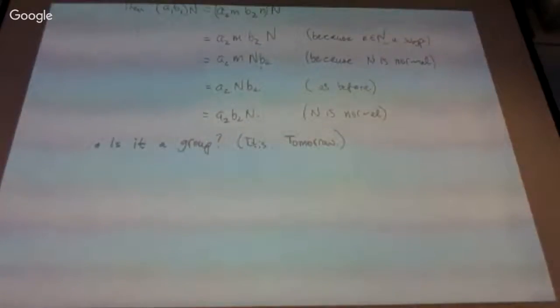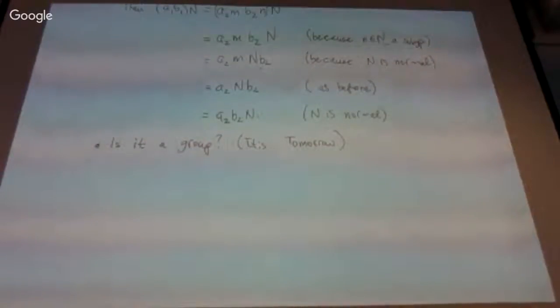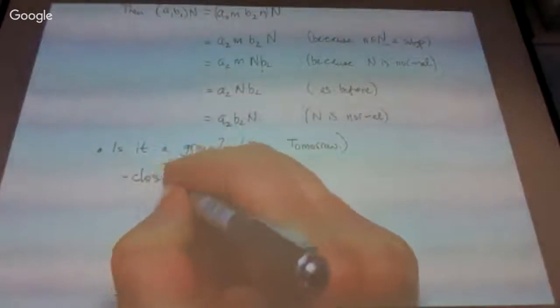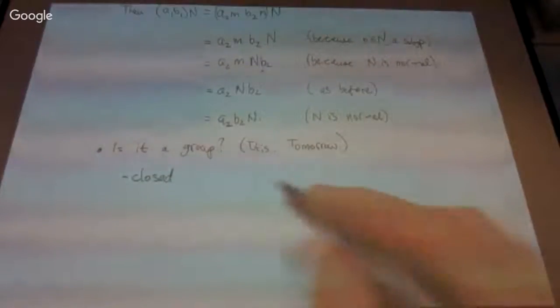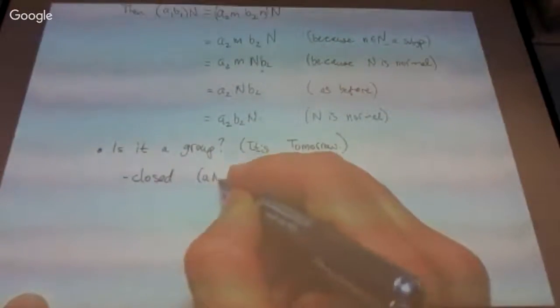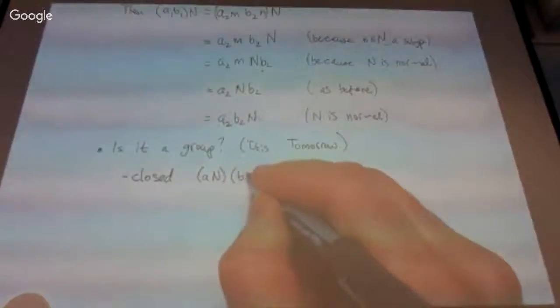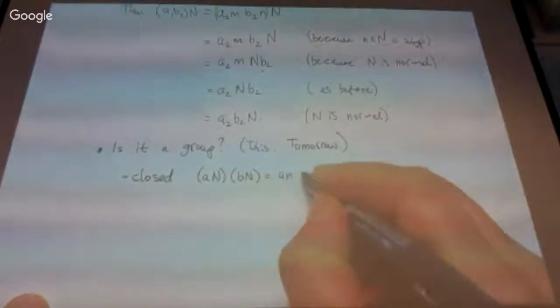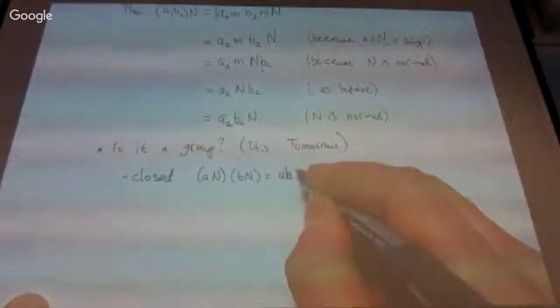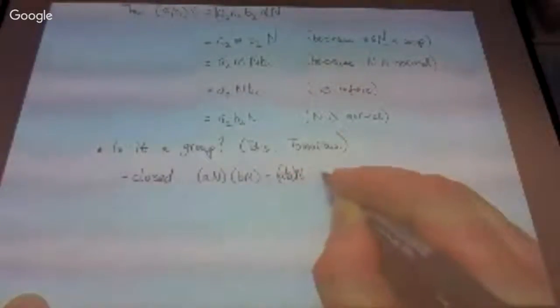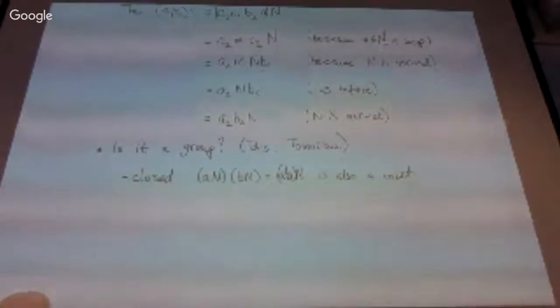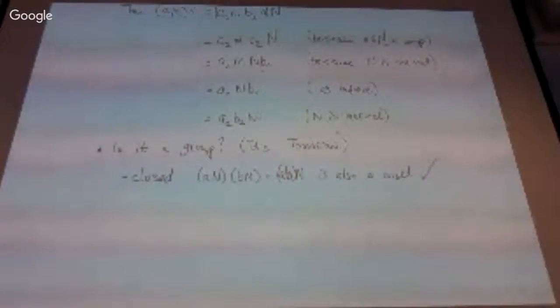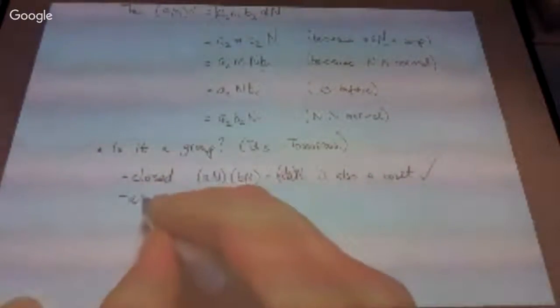Well, I guess we need to show that it's closed under this operation. So if you take a coset and another coset, this is trivial, right? You get ABN, which is also a coset. So yeah, that's good. Then it should be associative.